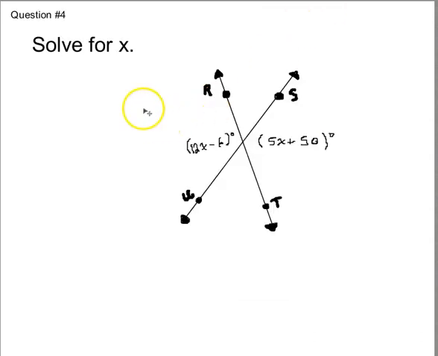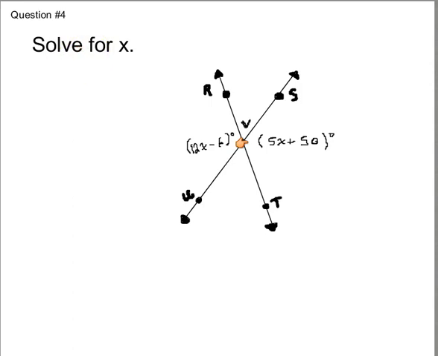Question number 4, we're solving for X. And what we have here, of course, are vertical angles. Let's go ahead and give this little middle guy a name here. We're going to name that middle guy V. If you guys are still having problems with this, vertical angles are the angles formed between two intersecting lines. The non-adjacent angles, the ones that aren't side by side, are called vertical angles. These happen to be congruent.